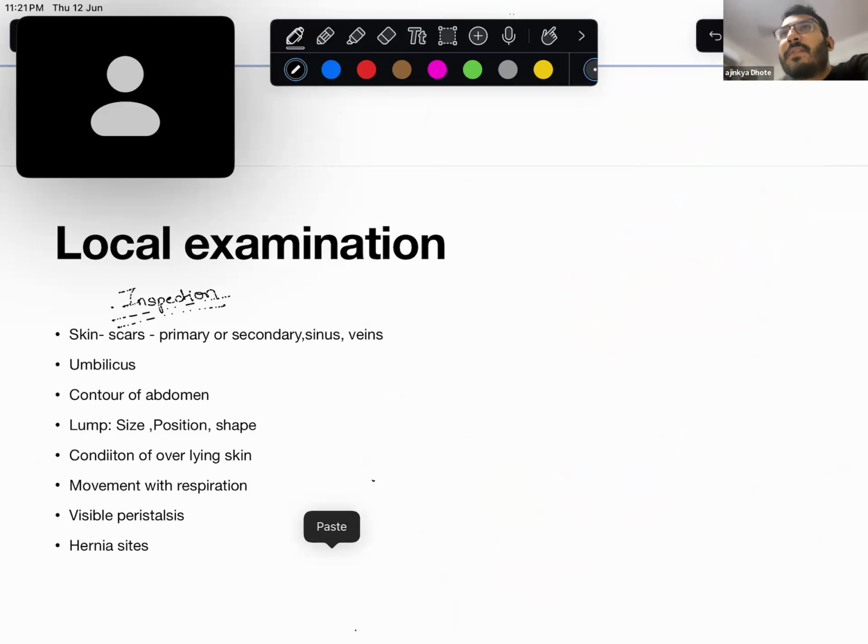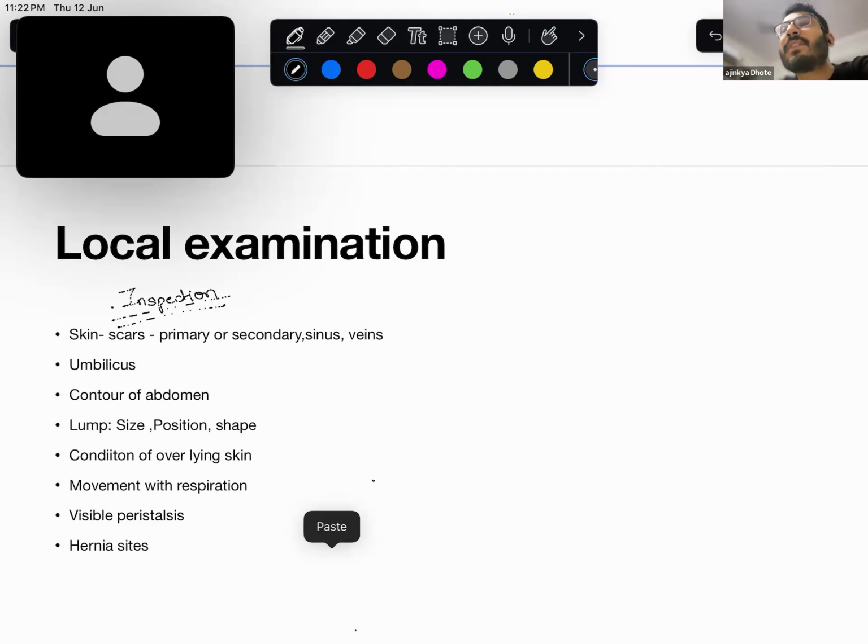Whenever we are starting with an abdominal lump, I think you all know the basic sequence. So we start with inspection. Inspection of any abdominal lump starts with your abdomen. The first thing that you see is how's the skin. Then you see the contour of the abdomen: either it's flat, it's elevated, or it's scaphoid, or a distended abdomen.